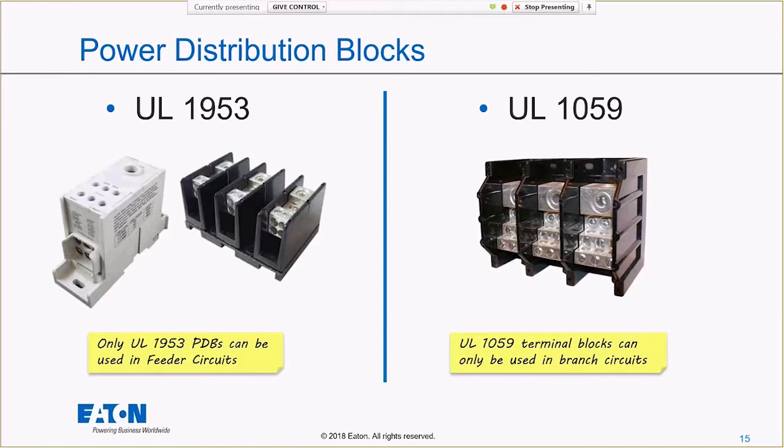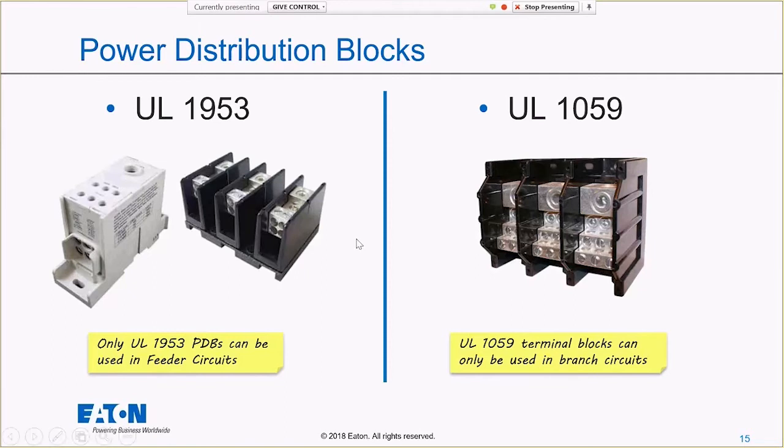The only time you are permitted to use a 1059 terminal block in your feeder is in a single phase system, because there's no distance between your phases that you have to worry about there. So then you can use 1059 in your feeder. If you have one that's modular, you can mount each pole 2 inches apart. That is going to take up a whole lot more space than just a 1953 power distribution block would. So those are your two ways that you can use the 1059 in your feeder circuit. But again, I would recommend just keeping with the 1953.